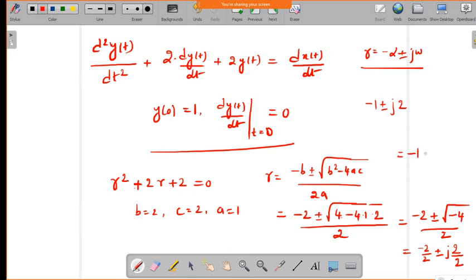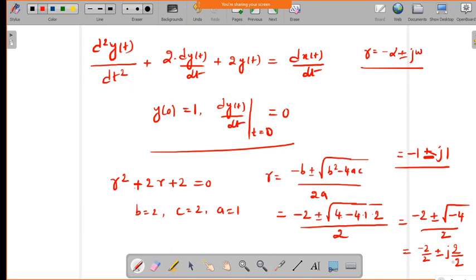You are getting minus 1 plus or minus j1. So how did you get j1? So these are the roots. Okay, understood? Any doubt in this? So divided by 2, if you do, it is minus 1 plus or minus j1.